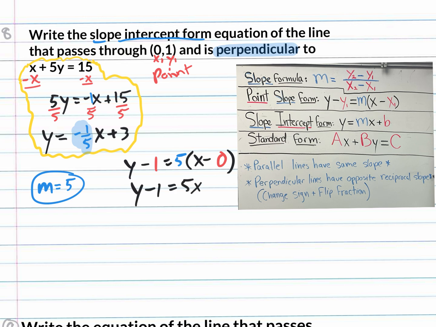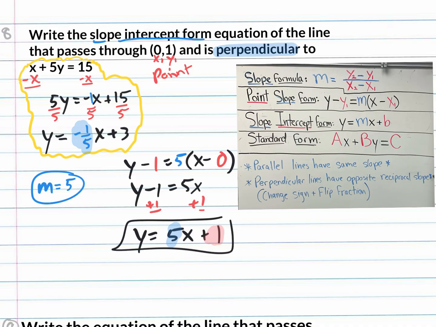And then you get rid of the minus 1 by doing the opposite, plus 1 and plus 1. Then you'll have your slope intercept form equation, y equals 5x plus 1, where your slope is 5 and your y-intercept is positive 1. And this is what they're asking for. They're asking for the slope-intercept form. There it is.